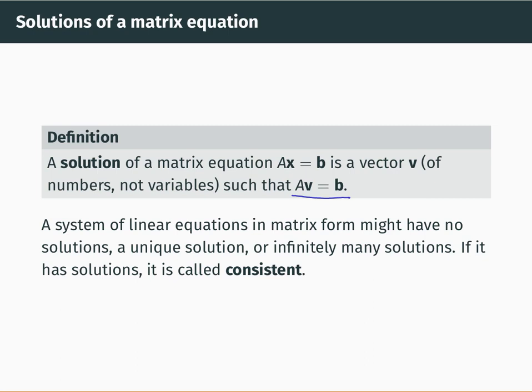There are various possibilities. A system of linear equations written in matrix form could have no solutions at all, or it could have a unique solution, or it could have infinitely many different solutions. There's some terminology that we use to distinguish between those cases. If a matrix equation has solutions, then it's called a consistent matrix equation, or the corresponding system of linear equations will be called a consistent system. If the system of linear equations, or the matrix equation, has no solutions, then it's called inconsistent.